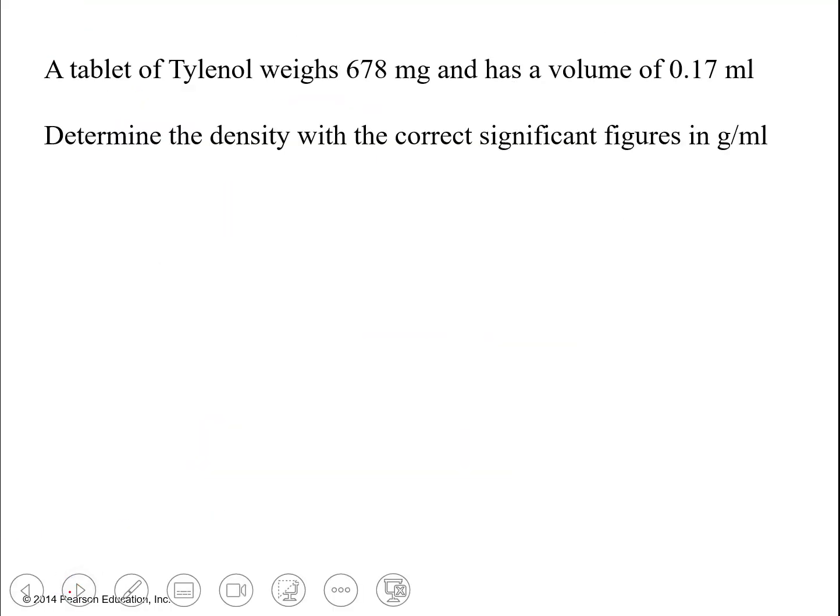Go to the next slide. A tablet of Tylenol weighs 678 milligrams and it has a volume of 0.17 mils. Determine the density with the correct significant figures in grams per mil. Okay, so first do the exact same thing. Underline, what do I know? What do I want to find? Rearrange the formula. Make sure your units match. Then do the math.